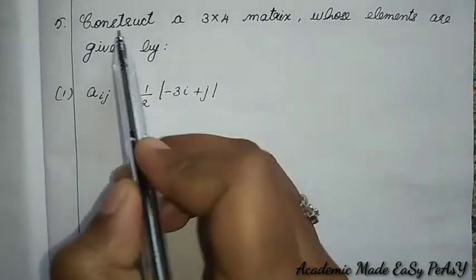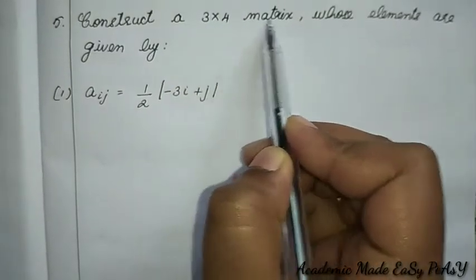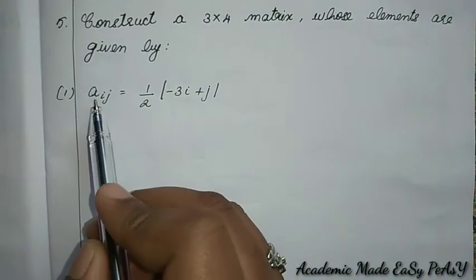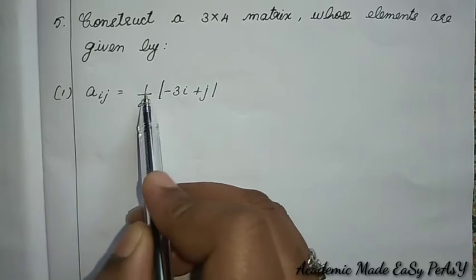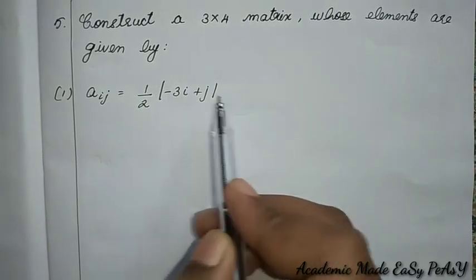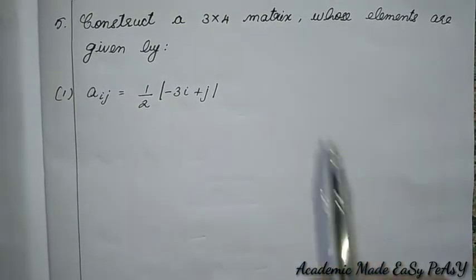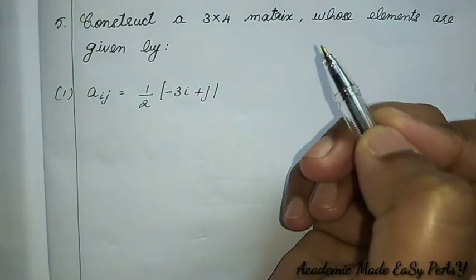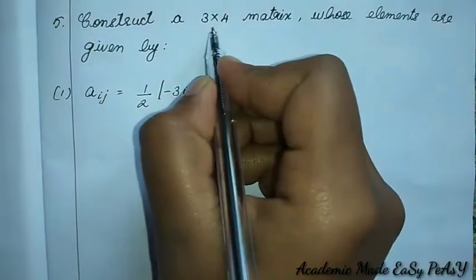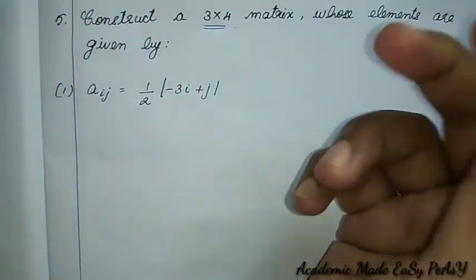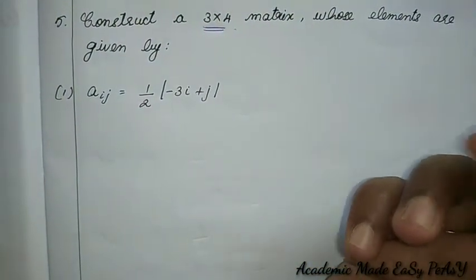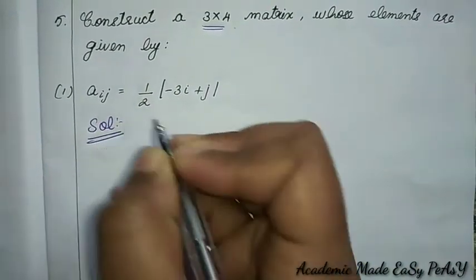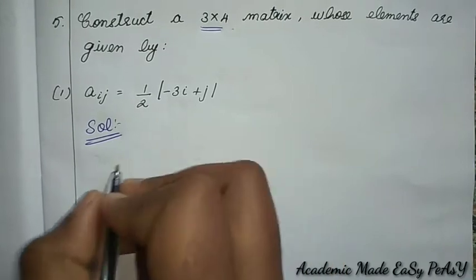Question 5. Construct a 3 by 4 matrix whose elements are given by, subdivision 1, Aij is equal to 1 by 2 mod of minus 3i plus j. So here, in the previous question we did a 2 by 2 matrix, but here it is a 3 by 4 matrix, which means that it has 3 rows and 4 columns. So now, first, as usual, we will write the general form for the given matrix.